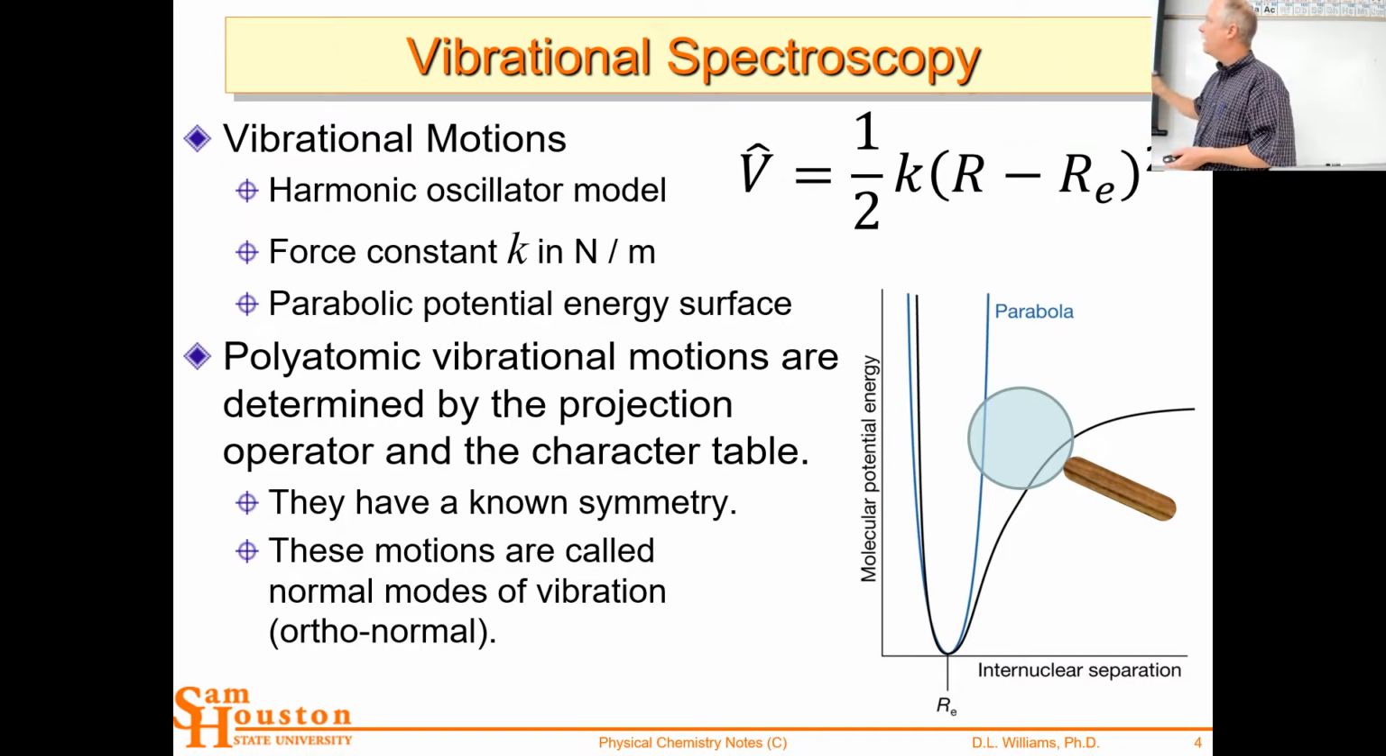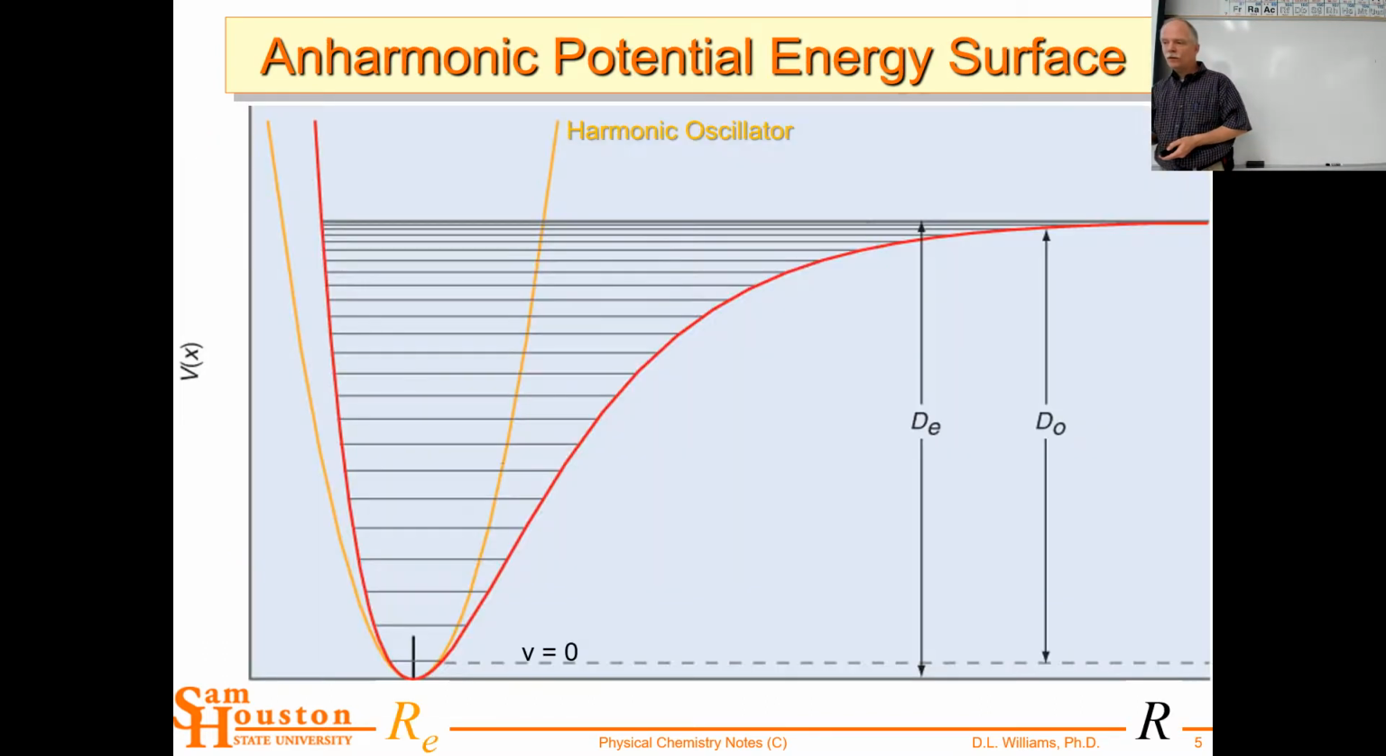So if we look now at this region where the harmonic oscillator fails, the anharmonicity region, let's look at that area for a little bit. Okay, so the harmonic potential is in yellow, and the anharmonic potential is in red. And I've shown all of the energy levels there for the anharmonic potential.